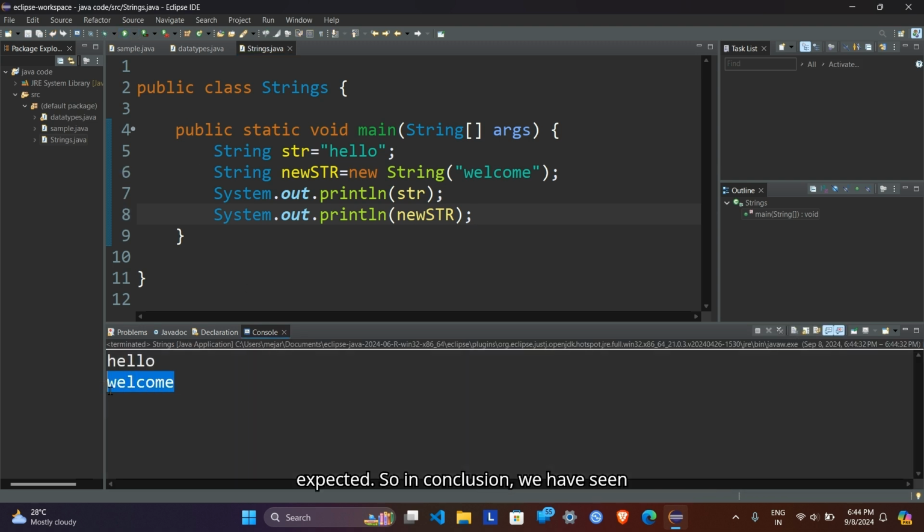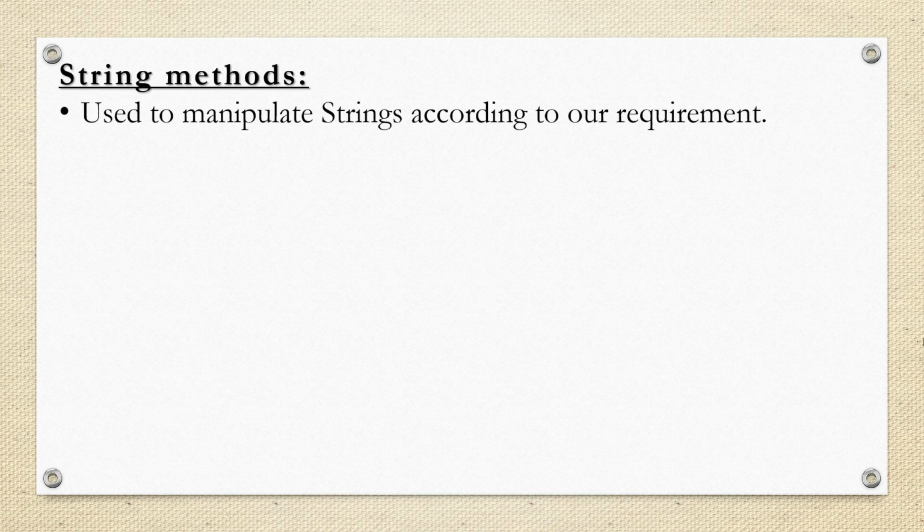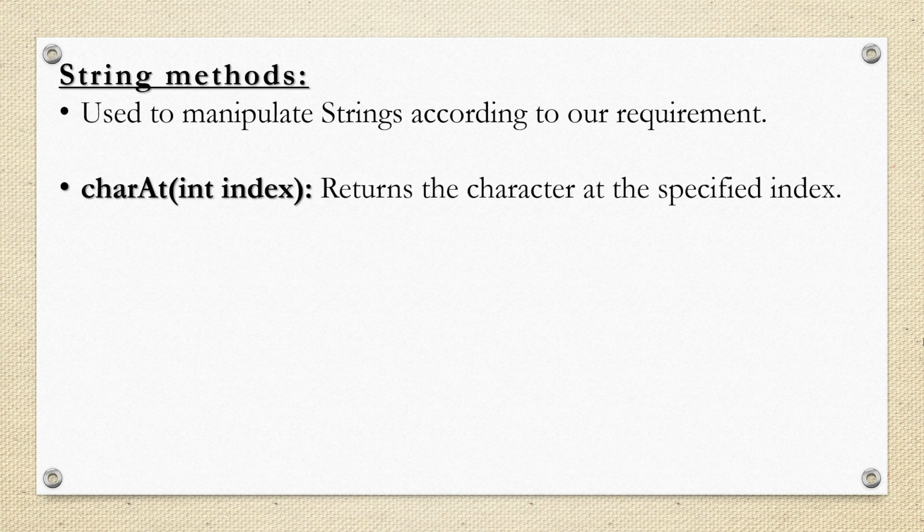So in conclusion, we have seen two ways to create string variables. One is by using a string literal, and the second one is by using the new keyword. Like this we can create string variables. String methods are used to manipulate strings according to our requirement. charAt will take an integer parameter and return the character at the specified index.